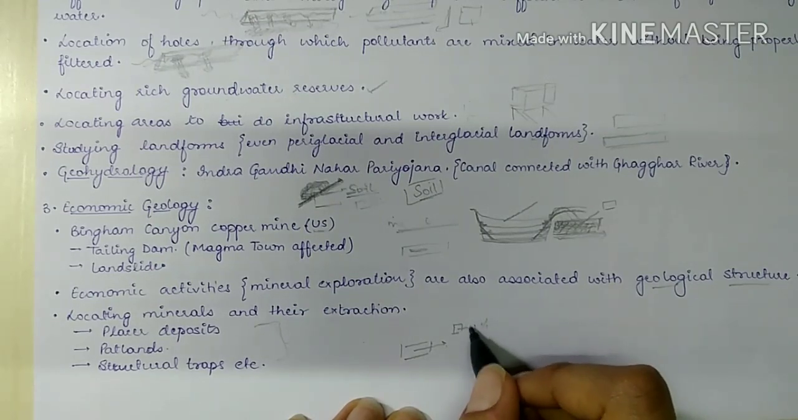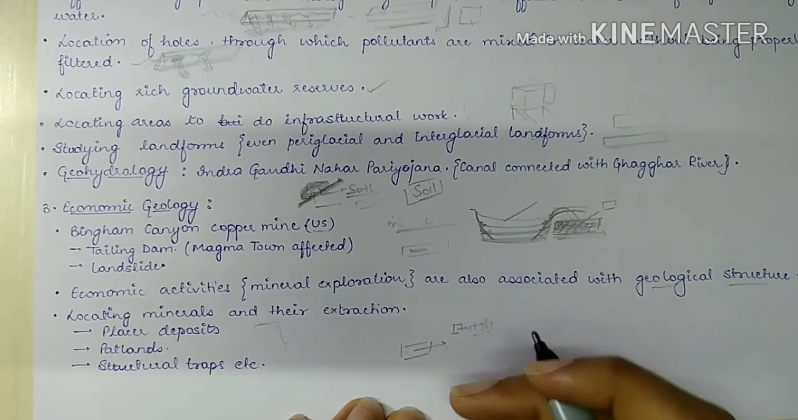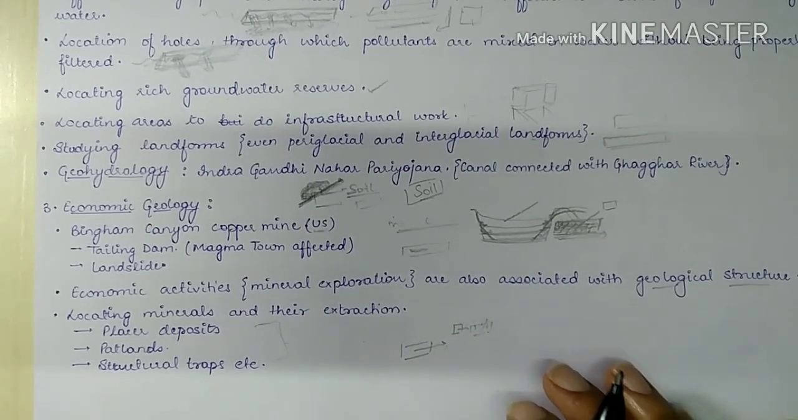Then we have weathering residues that are transported downslope and are deposited in the form of colluvium, and these are known as colluvium placers. These colluvium placers generally contain gold.